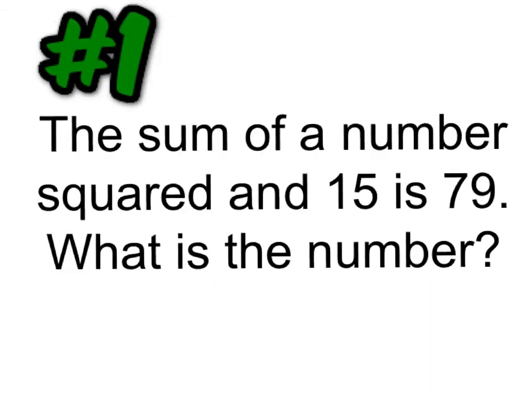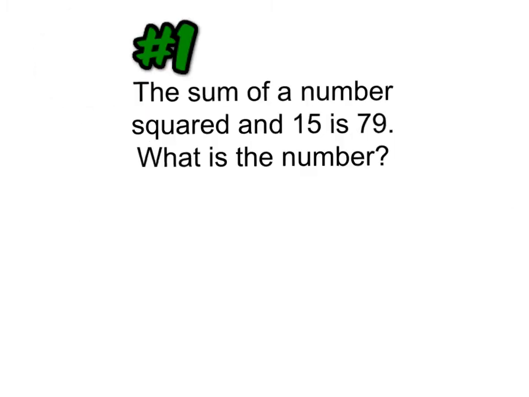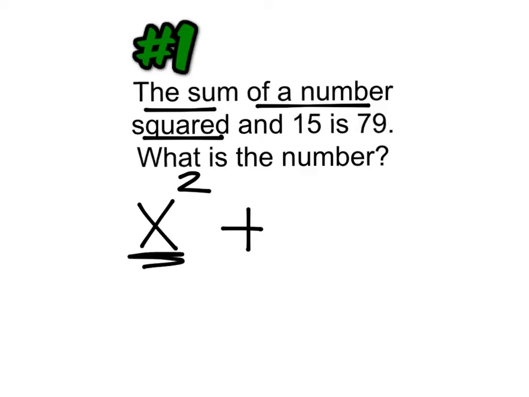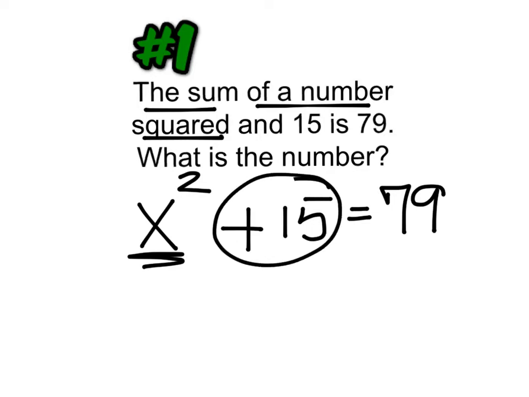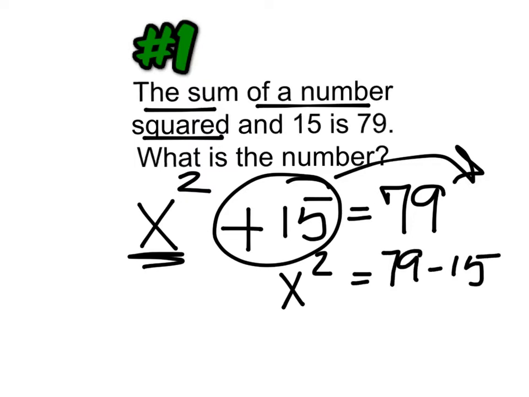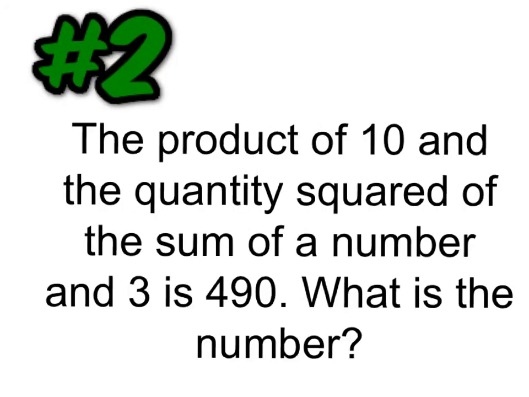The sum of a number squared and 15 is 79. What is the number? Bring me the answer. The sum of a number, so put plus and a number x. A number squared, it says the sum of a number squared, which is this one, and 15 is 79. So if you move this to the right, change the operation, you end up with 79 minus 15, which is 64. What number do I square to get a 64? 8 is right.